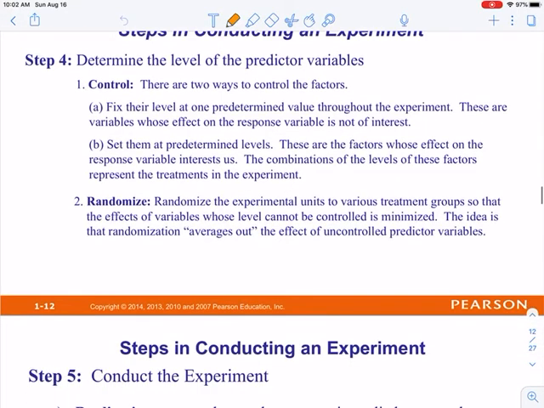And the second thing that we're going to do is randomize. We're going to randomize the experimental units to various treatment groups so that the effects of the variables whose level cannot be controlled is minimized. The idea is that randomization averages out the effect of uncontrolled predictor variables.